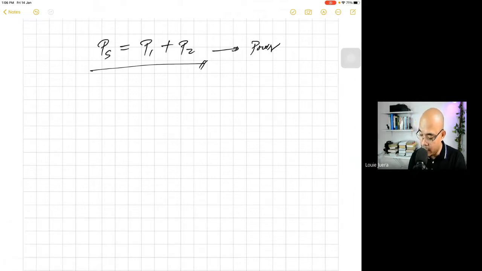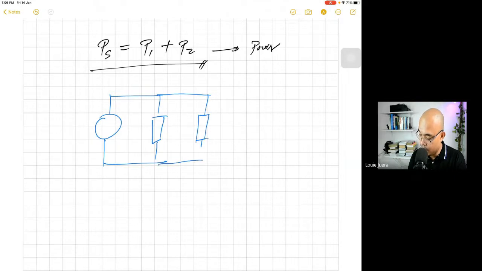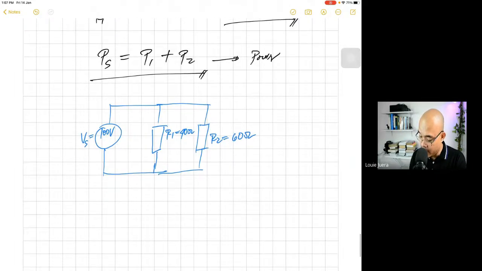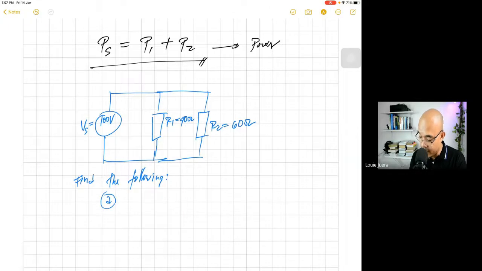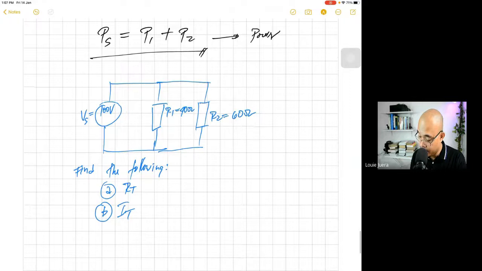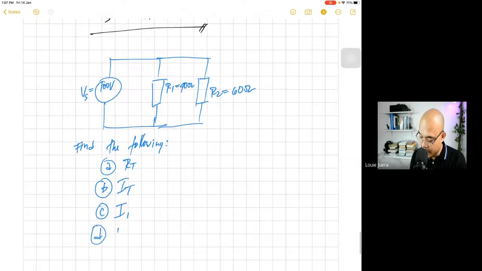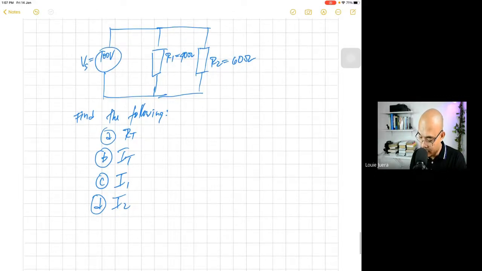Okay, so given, let's say we have a load here, a voltage source, and we have R1, R2, and the voltage source. Let's say we have 100 volts, R1 is 40 ohms, and R2 is 60 ohms. First, find the following: the R total, I total, C, find the I1, D, find the I2. Or let's also add this: try to find the V1 and then the V2.